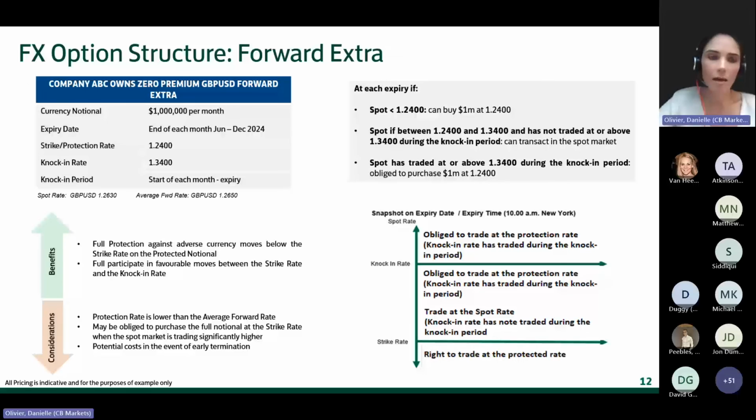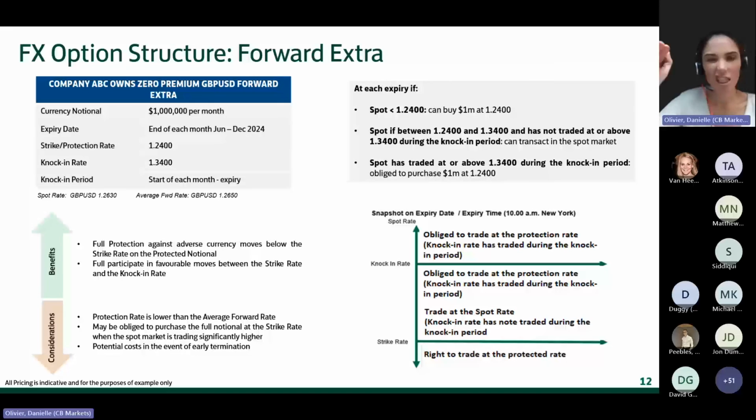So a forward extra allows company ABC to participate in favorable moves from 1.24 all the way up to 1.34, similar to what a cylinder might have done. However, if the spot market rate trades at or above that 1.34 at any time during that month, company ABC must buy the dollars at the lower protection rate of 1.24.